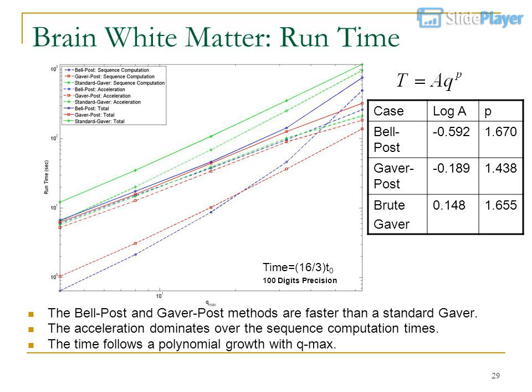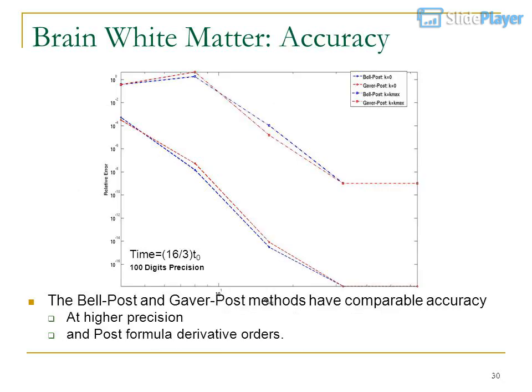100 digits precision. The Bell Post and Gaver Post methods are faster than a standard Gaver. The acceleration dominates over the sequence computation times. The time follows a polynomial growth with Qmax. Brain white matter, accuracy. Time equals 16/3 t0. 100 digits precision. The Bell Post and Gaver Post methods have comparable accuracy.